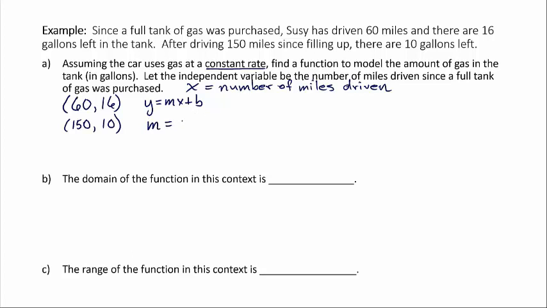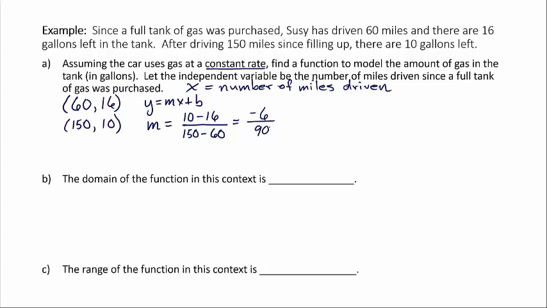Okay, so the slope is the difference in y divided by the difference in x, right? So if I have 10 minus 16 on the top, that's the difference in y, divided by 150 minus 60 on the bottom, right? So difference in y divided by difference in x. And so what will that be? 10 minus 16 is negative 6. And 150 minus 60 is 90.